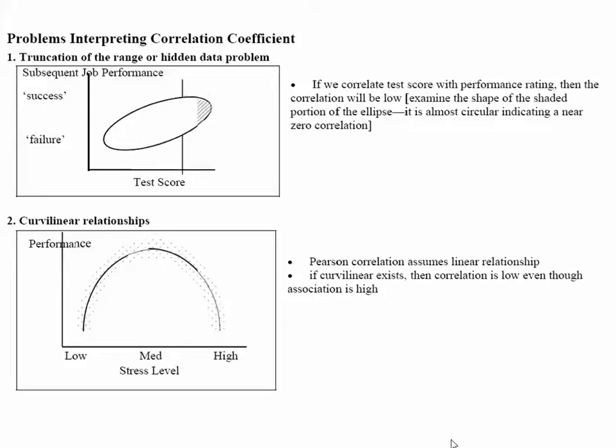In this segment, we'll be discussing some of the issues related to measuring the correlation coefficient. The first one, the problem in interpreting the correlation coefficient, is the truncation of the range or hidden data problem.